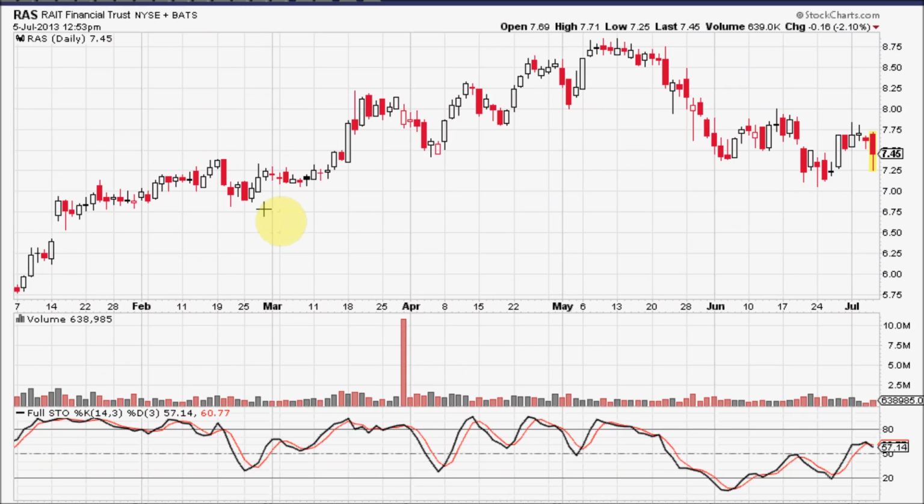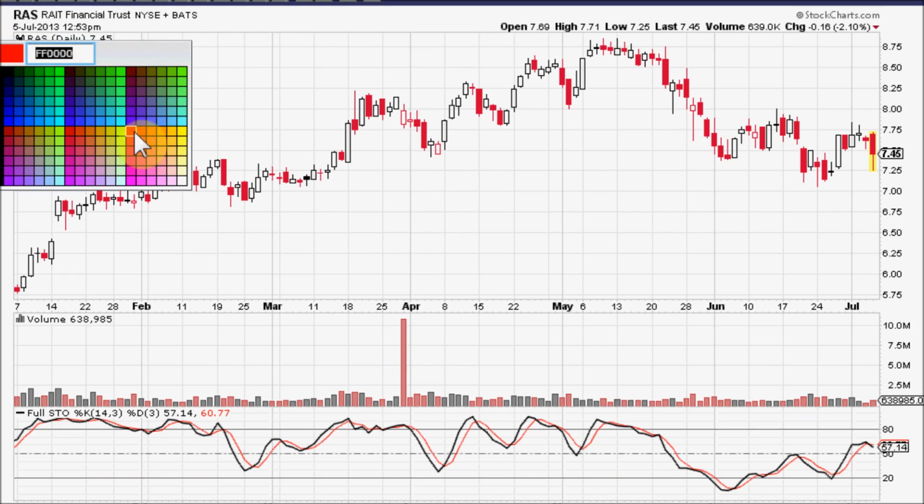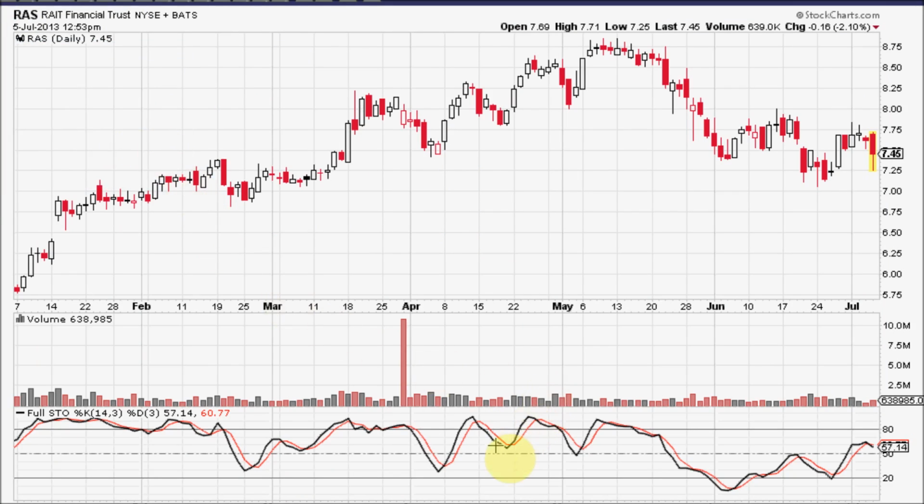Now here is an example of a bearish divergence. We will use red. Okay. Down here, stochastics set a lower low, while the lows on that particular time frame of the chart set a higher low. Okay, that is a bearish divergence and can signal weakness when the second low on stochastics is lower than a higher low on the stock price.